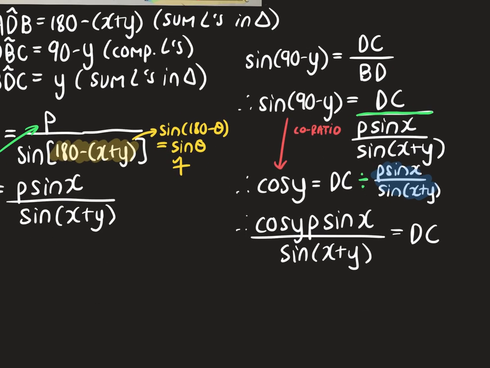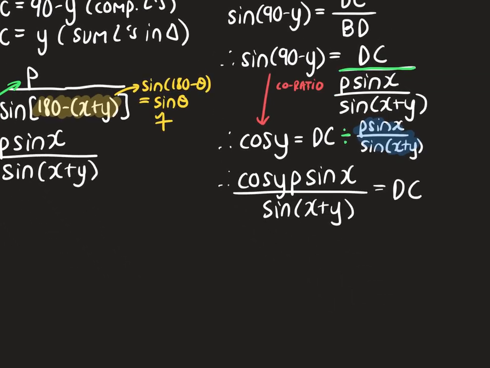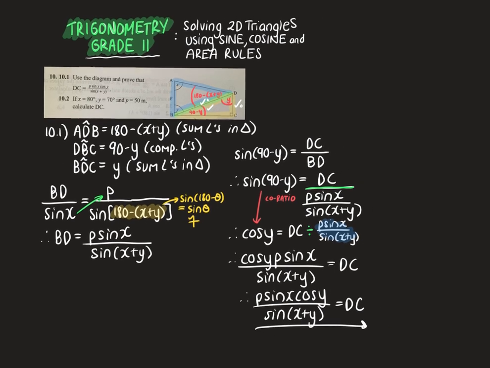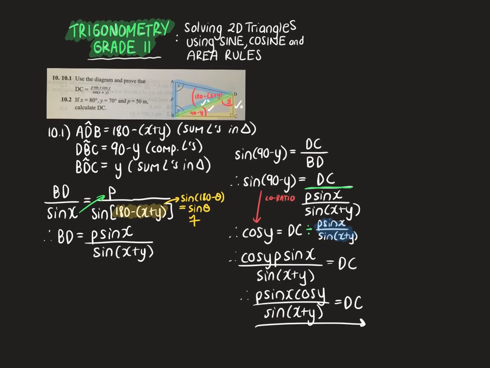Now let's put it into the format that they wanted. They wanted the P and then the sine first, so you can switch it around. So P sine of x cos of y all over sine of x plus y equals DC. And there you've proven it. Okay, does everyone understand? That's fantastic. So again, not really difficult. We're not changing our methods here. The only difference now is that you need to be strong with your fractions, your trig identities, your trig reductions, as well as your SOHCAHTOA, and your co-ratios. You need to remember those.